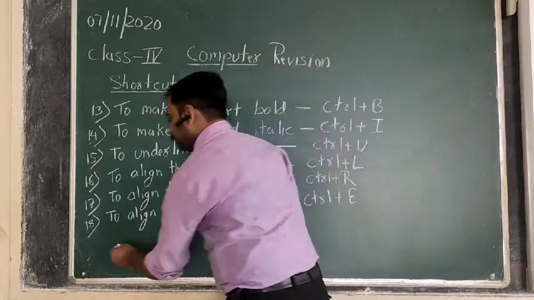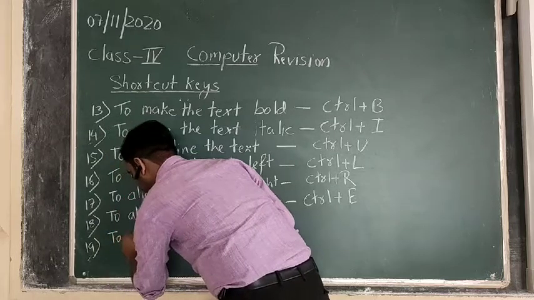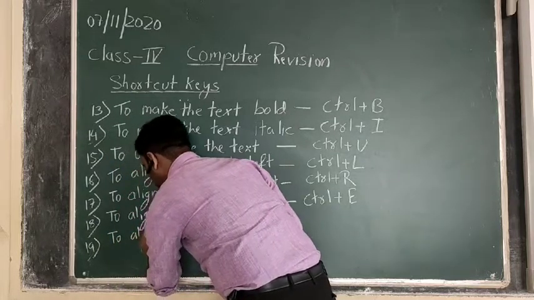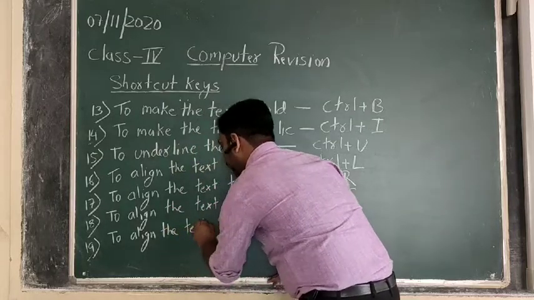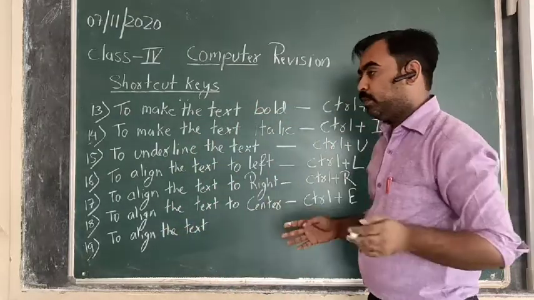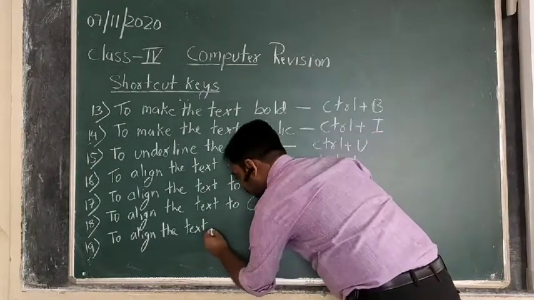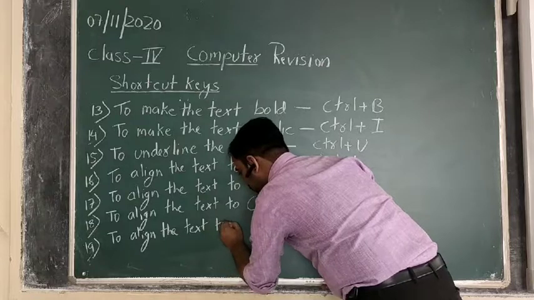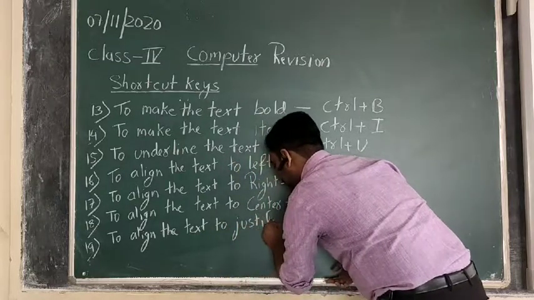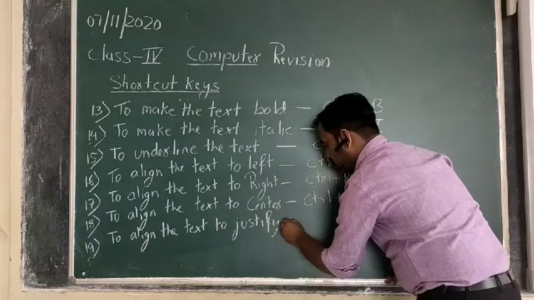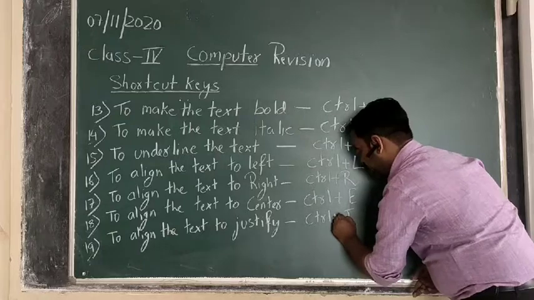Okay, and next one, to align the text in between the left and right margin of the page. That is known as to align the text to justify. Okay, you can use the shortcut Control plus J.